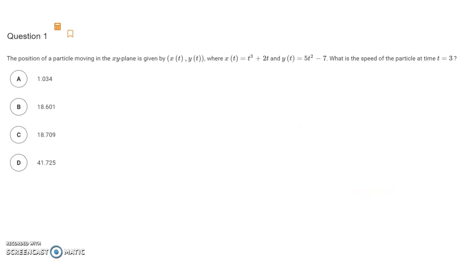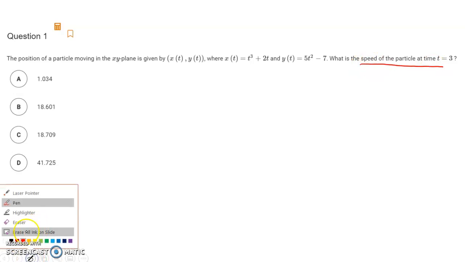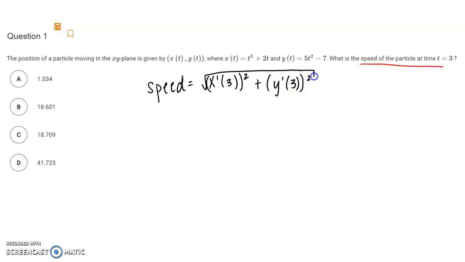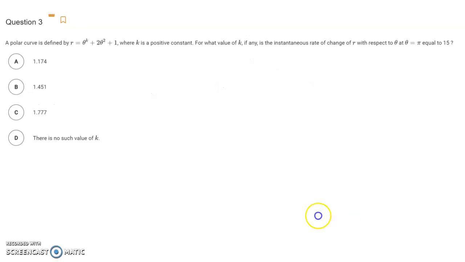The position of a particle is given. What is the speed of the particle at the time t is equal to 3? Okay, I think this is just not realizing that I had given you these notes. Speed is the square root of the derivative of x at time t squared plus the derivative of y at time t squared. So I'm going to leave you with the answer as D, and if you got that one wrong, I'm going to have you retry that on your own.